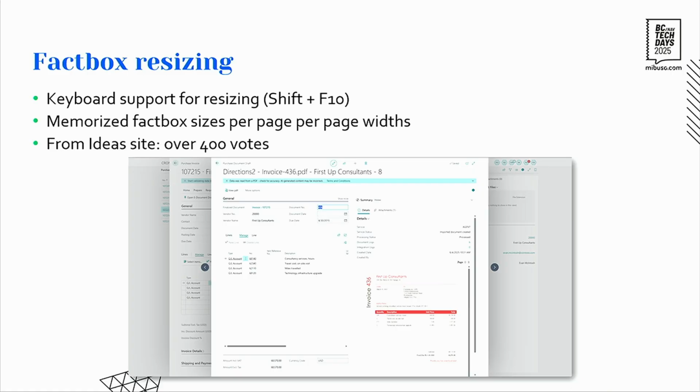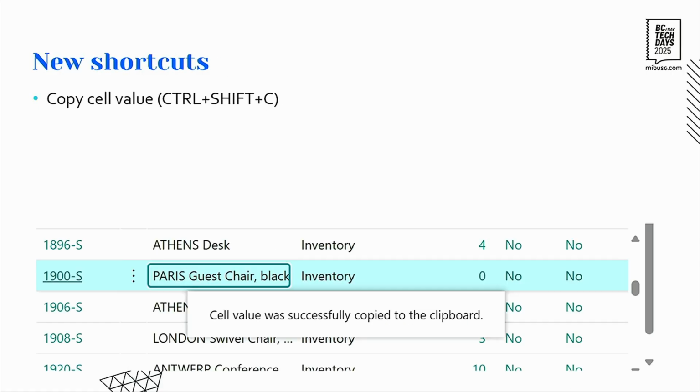Also, you might have some very valuable control add-ins with information that you want to see while you're using the page, so this is also great for that. What happens in here is that as you choose this preference of how big the fact box should be on a page, we memorize that. And it's memorized separately for the slim mode and for the wide mode. So wherever you leave it, that's what you come back to, and the fact box is just as you prefer.